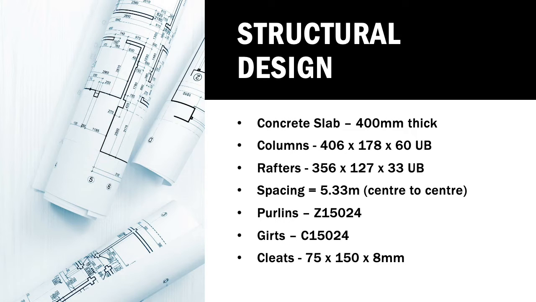Our structural design used flooring which is a combination of 400mm thick concrete slabs. Our frame was created with 406 by 178 by 60 universal beam columns and 356 by 127 by 33 universal beam rafters. Purlins code C15024 were placed on the roof with a spacing of 5.33 meters. Girts code C15024 were placed on the sides, and both of these members were secured by cleats which were 75 by 15.0 by 8 millimeters.